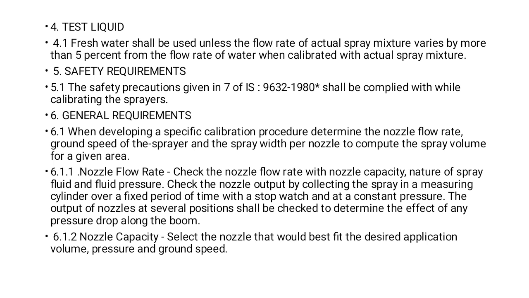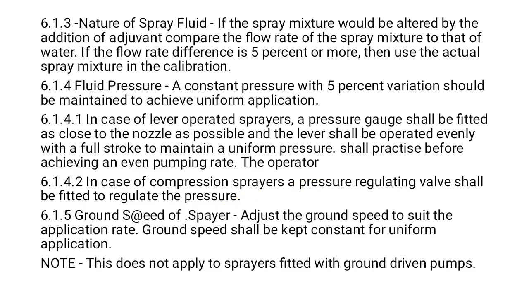Now the nozzle capacity: select the nozzle that would best fit the desired application volume, pressure and ground speed. The nature of the spray fluid: if the spray mixture would be altered by the addition of adjuvant, compare the flow rate of the spray mixture to that of the water. If the flow rate difference is 5% or more, then use the actual spray mixture in the calibration. Then fluid pressure: a constant pressure with 5% variation should be maintained to achieve uniform application.